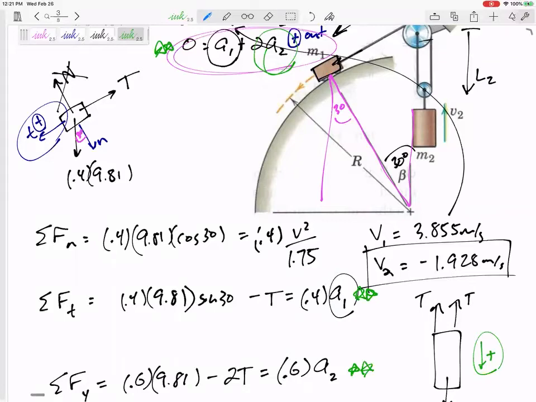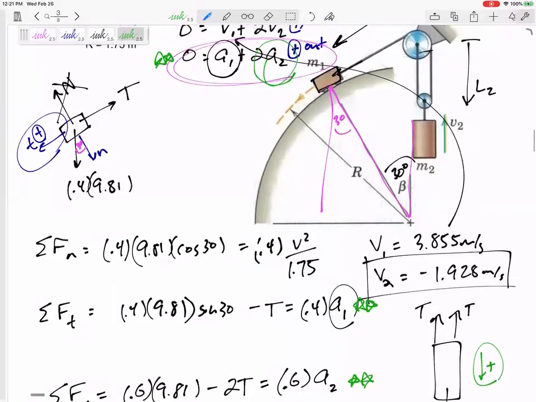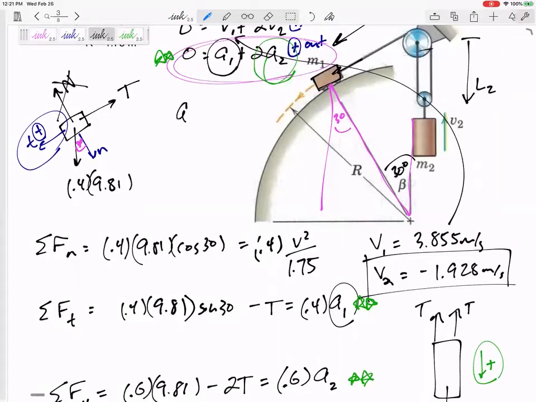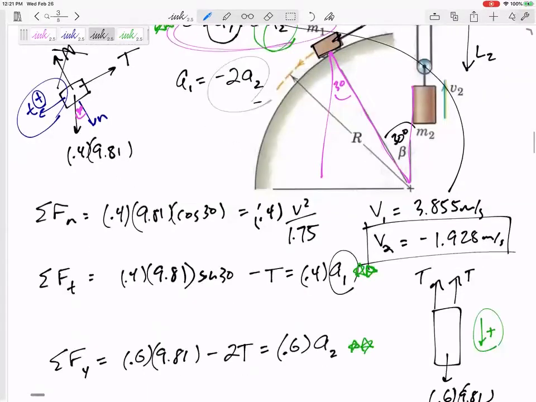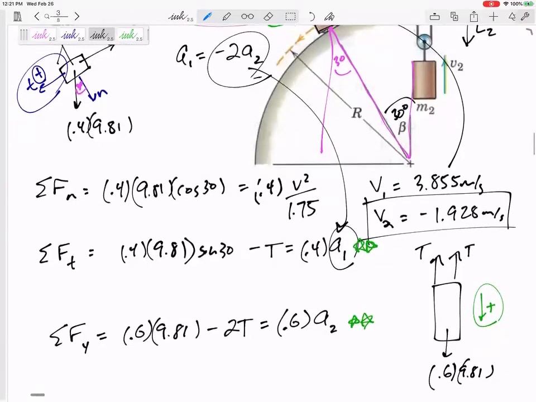Hopefully the more of these you do, maybe the better you'll be. But I'd say A1 equals negative 2 A2s, so I'd plug that in right there. Then I'd probably say T is equal to something and plug that in right there, and then solve for T, plug back in, solve for A1, plug back in, solve for A2.